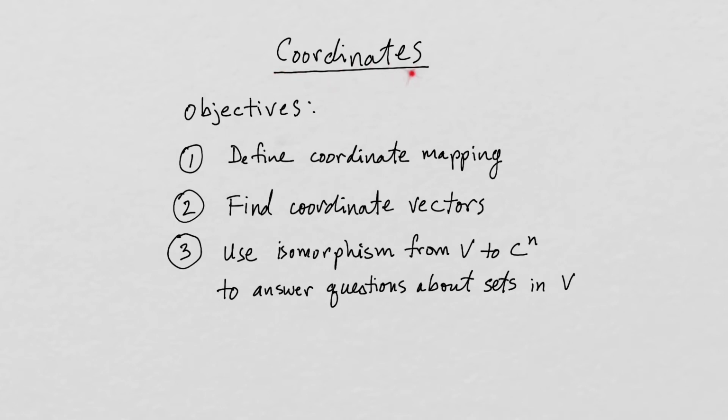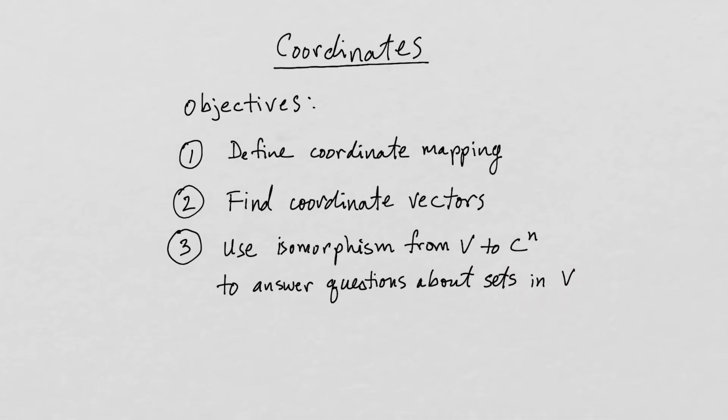This video is about coordinates. We have three objectives. We're going to define a coordinate mapping. We're going to do some examples where we find coordinate vectors. And then we're going to use the isomorphism from V to Cn to answer some questions about sets in V.